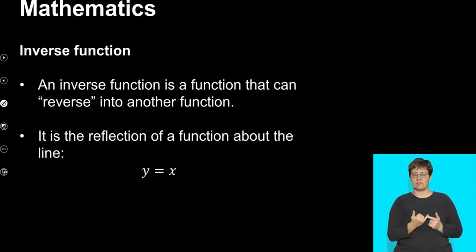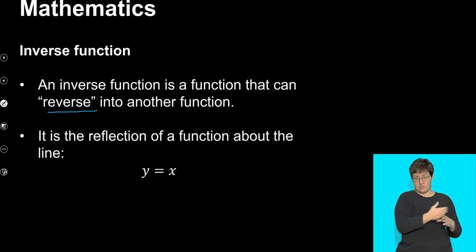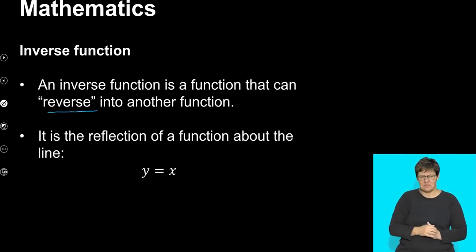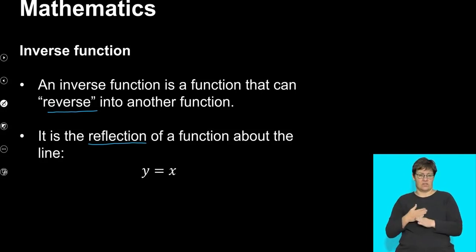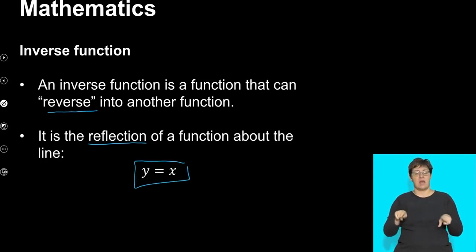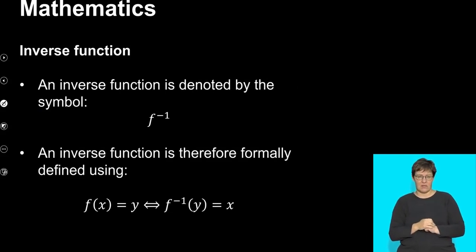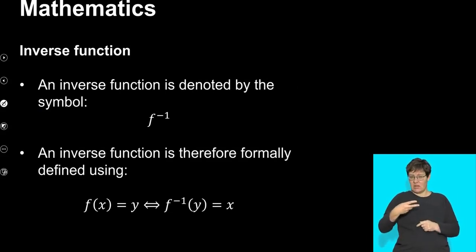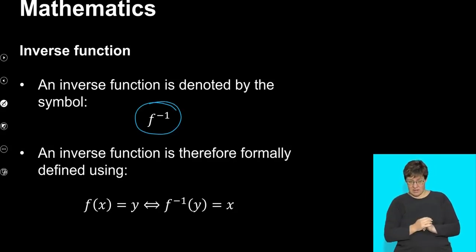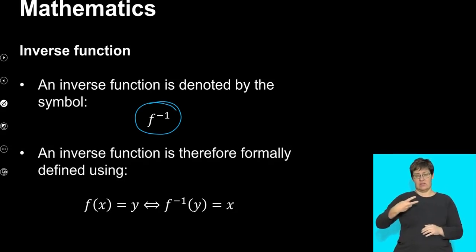Now, we have what we call an inverse function. With an inverse function, remember that this is a function that can reverse into another function, right? What exactly does that mean? It means this is just a reflection of a function about the line y equals x. What this means is that to find an inverse function, we denote it by f to the exponent of -1. You will see that in some of the questions you're going to do, they will introduce inverse functions as just f to the -1 without the word inverse.